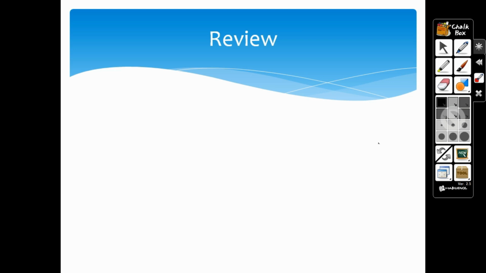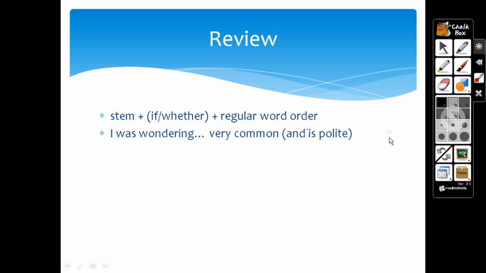Let's review what we learned today. The structure of an embedded question is first you have the stem. The stem, for example, is something like, I was wondering, or could you tell me? Next, add if or whether for a yes or no question, and then use the regular word order for the sentence. Don't use question word order. Next, I was wondering is a very common, polite, and useful stem. Making stems use would or longer makes them more polite.